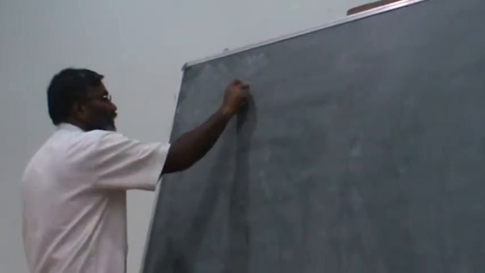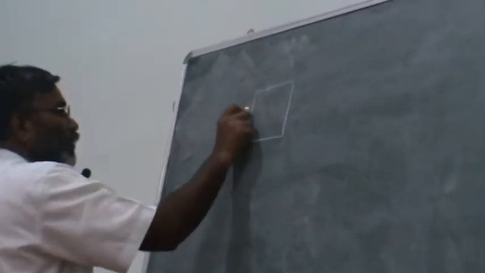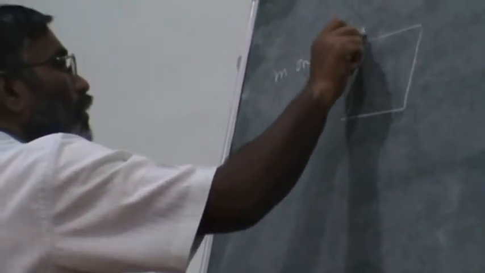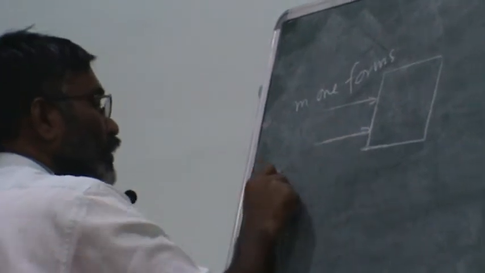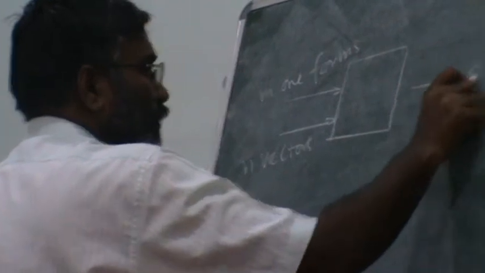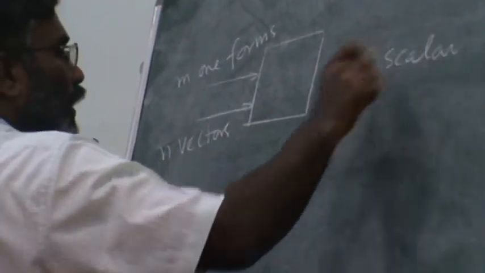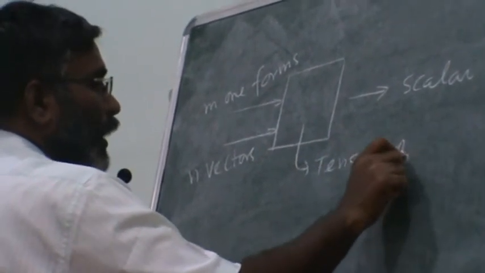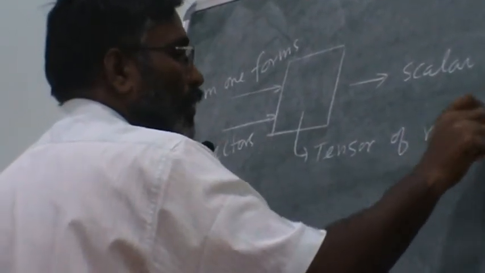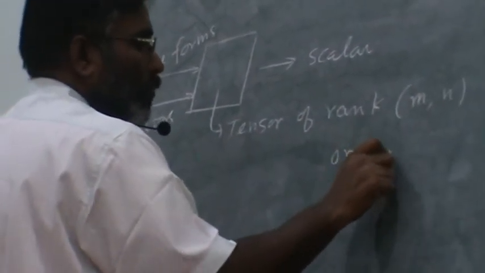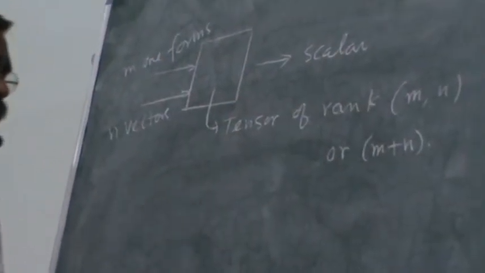If you have a tensor and you send it m one-forms and n vectors, then you get a scalar. So I call this a tensor of rank (m, n), or m plus n.